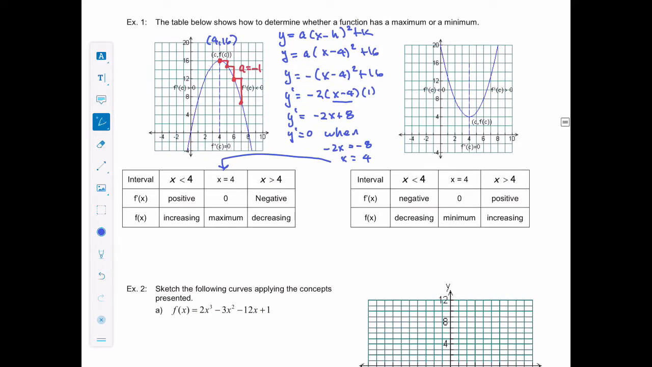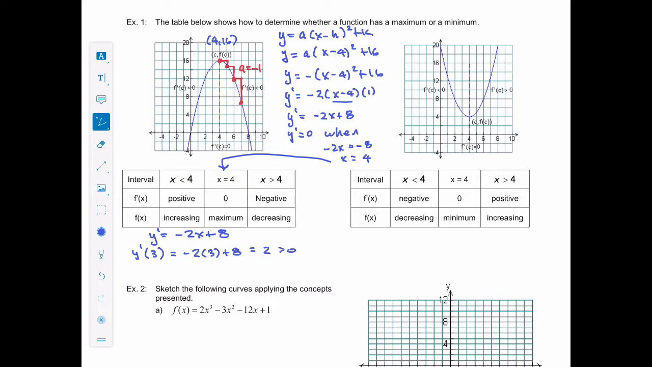Now what I have to do is take its derivative function, which I'll write down here again: y prime is equal to negative 2x plus 8. And what I'm going to do is plug in a value less than 4 into the function. So I'm going to put y prime of 3. If I plug in 3 there, I get negative 2 times 3 plus 8, and what I'm going to see is that this is equal to 2, which is greater than 0.